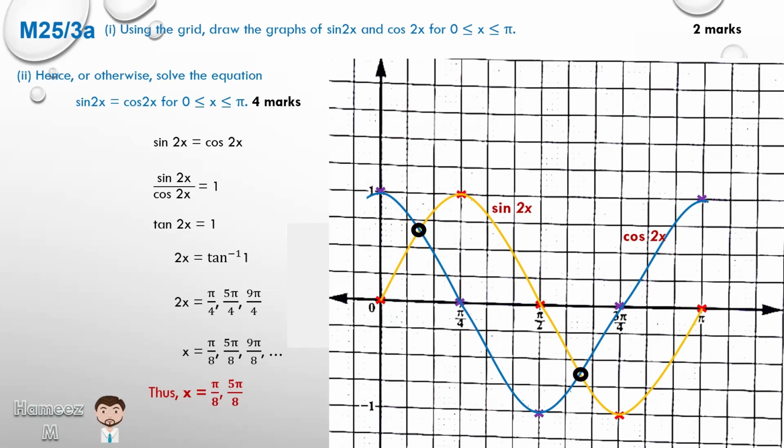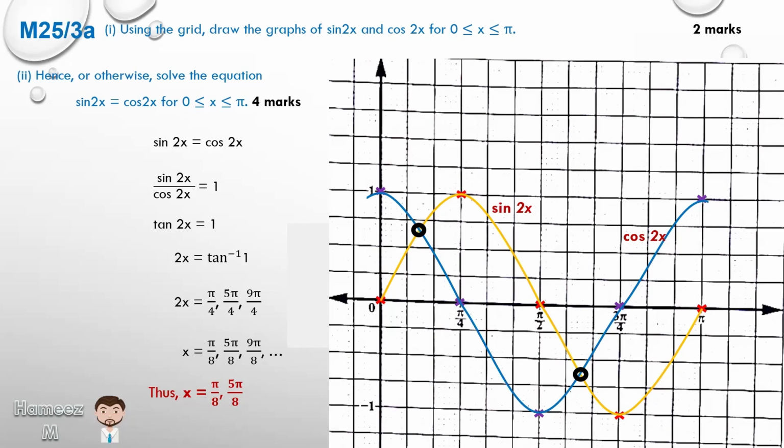So for this question within the range as given, the angle x at which sin 2x equals cos 2x is at π/8 and 5π/8. We could have also seen from the graph quickly that it is exactly between 0 and π/4, which is π/8. And exactly between π/2 and 3π/4, which is 5π/8.